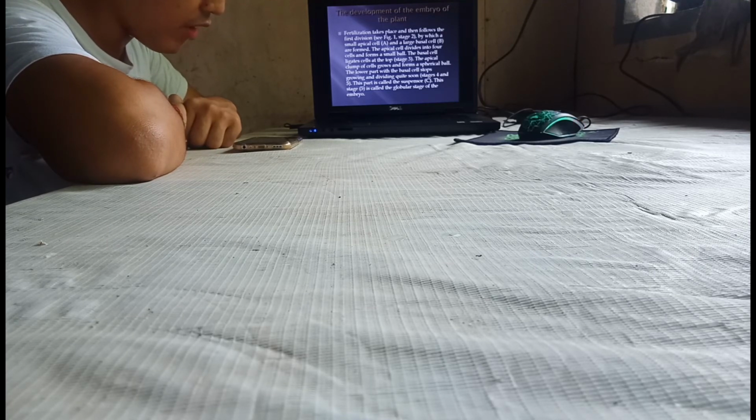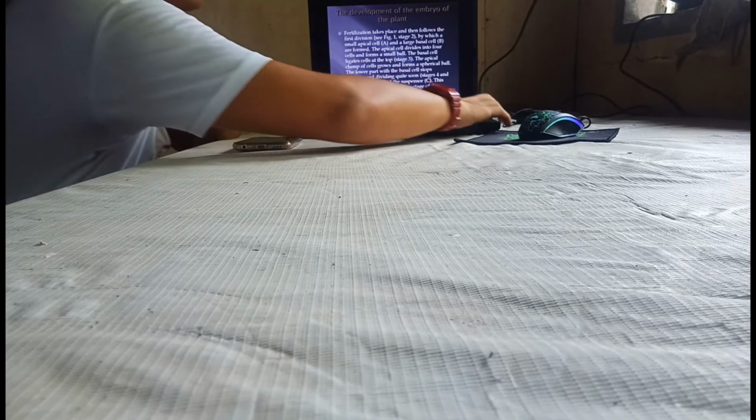It stops growing and dividing quite soon. At stages 4 and 5, this part is called the suspensor C. Stage 5 is called the globular stage of the embryo. The following processes are visible: right from the first division, the embryo is growing.